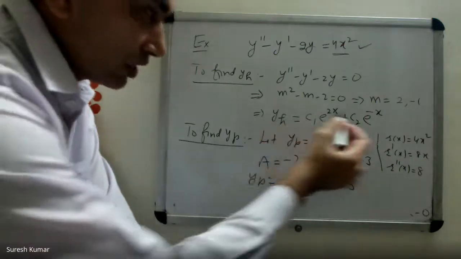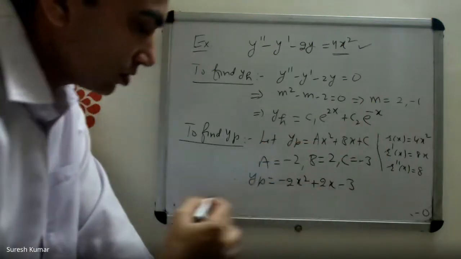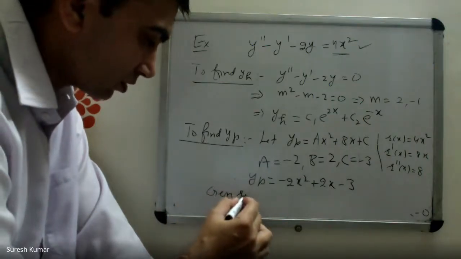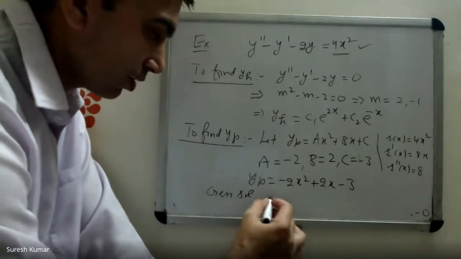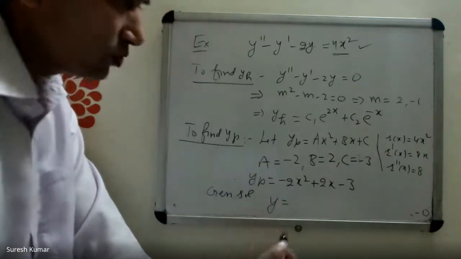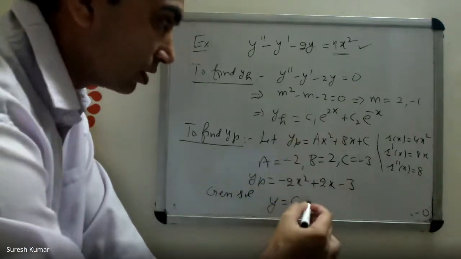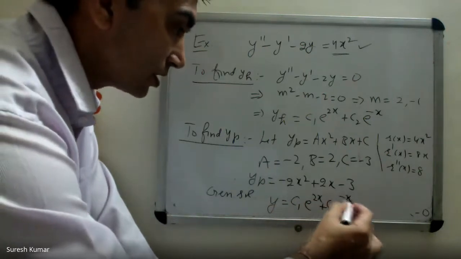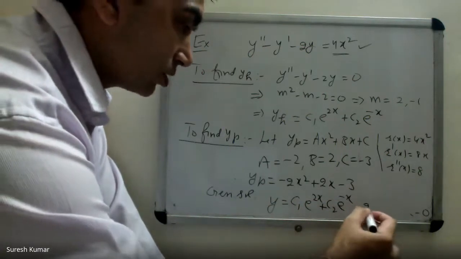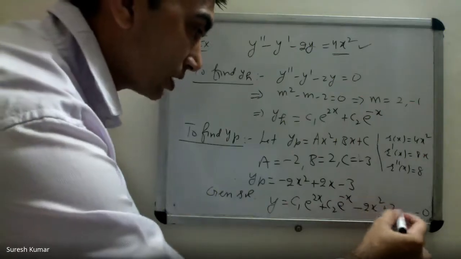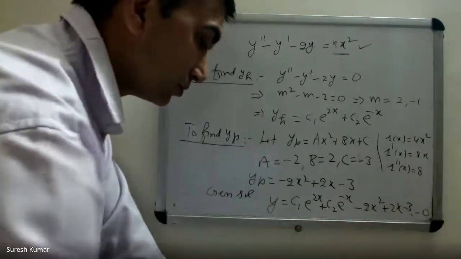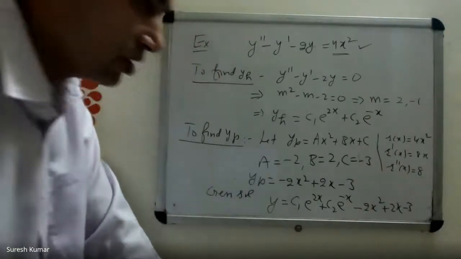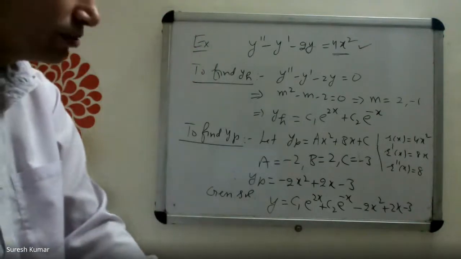Already you found yh, and yp is this. So what is the general solution? y equal to yh plus yp, meaning C1 e power 2x plus C2 e power minus x minus 2x square plus 2x minus 3. This is the final general solution of the given differential equation.